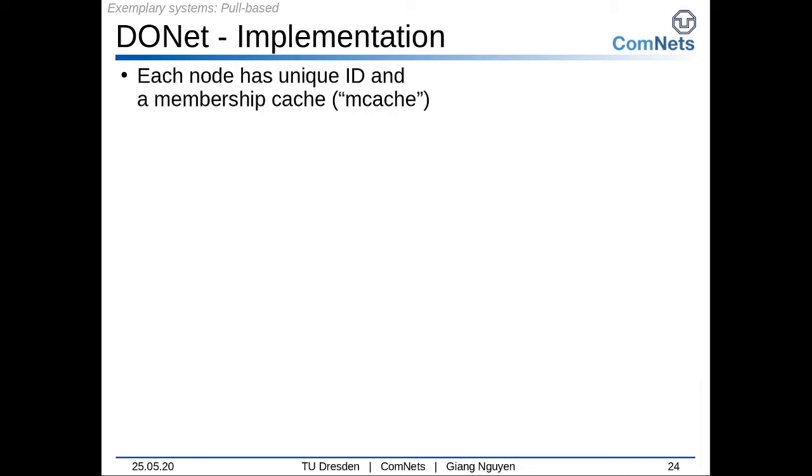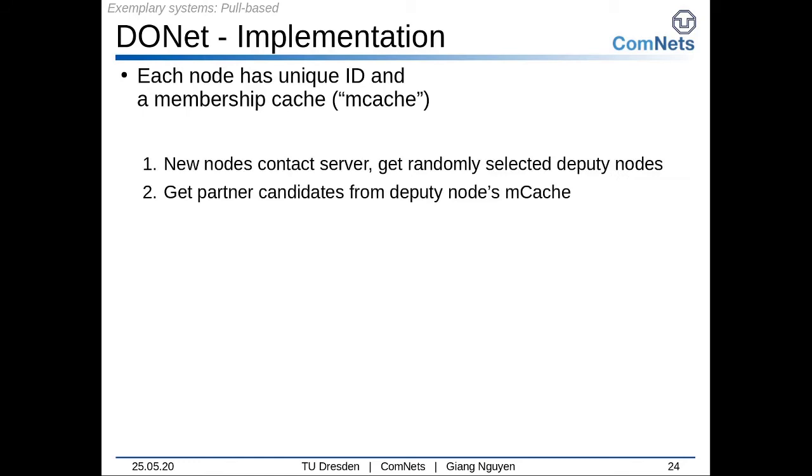The implementation of DONET first of all consists of a unique ID for the membership. When a new peer joins the system, first of all it will contact the server to get a random list of nodes, from which it will contact and get a list of the active peers in the system. I call this a mem cache, or membership cache.